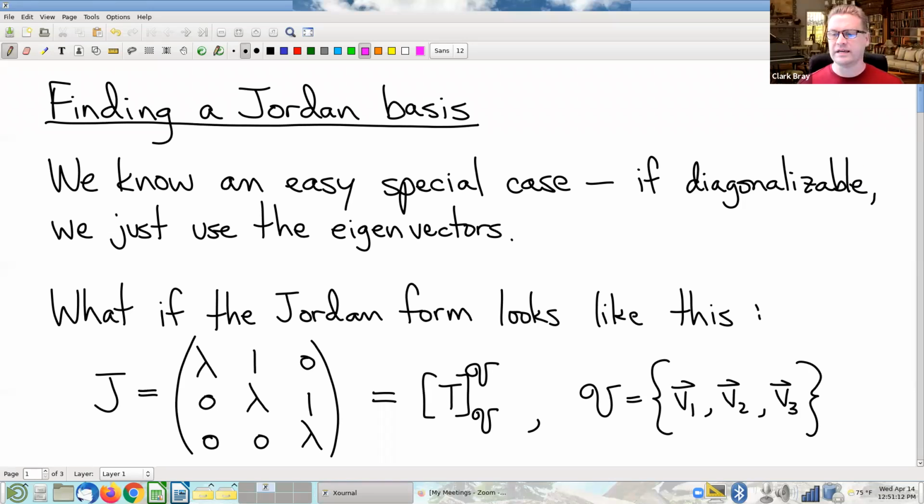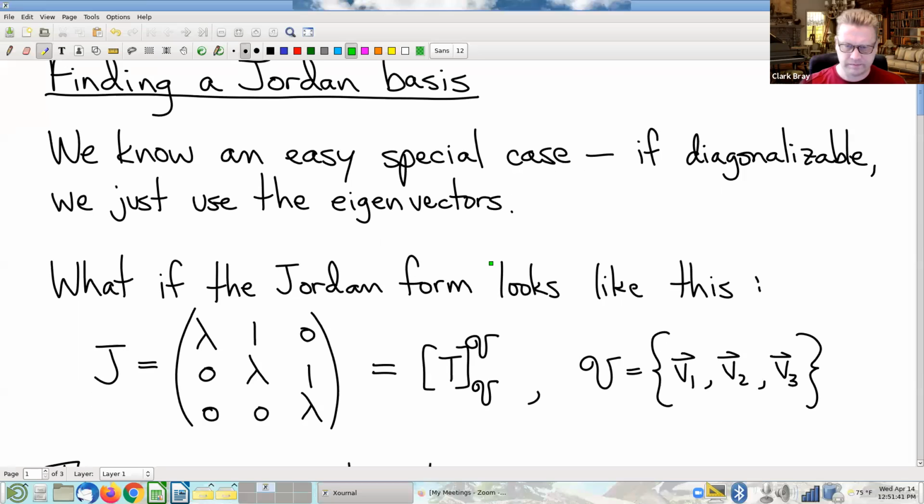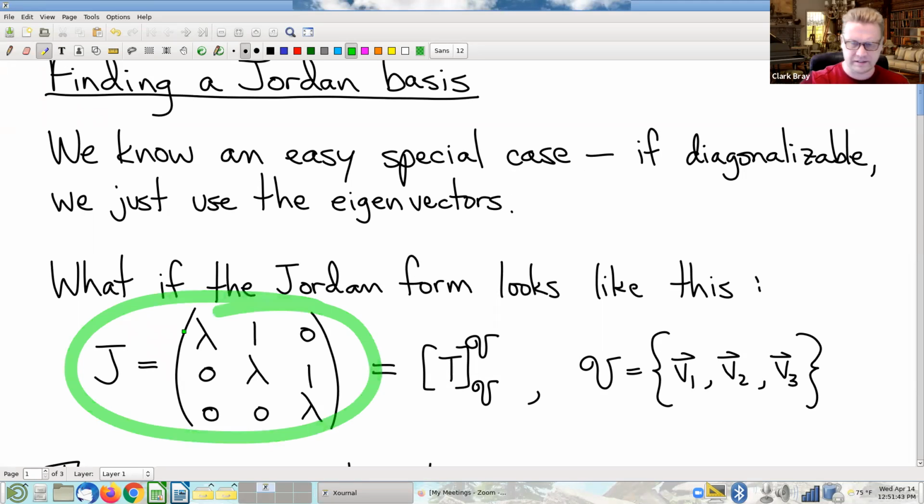The first special case is a kind of a freebie, and that is if you have a diagonalizable matrix. Well, if it's diagonalizable, the diagonal form itself is a Jordan form. And so the eigenvectors, your complete list of the n eigenvectors that you use to diagonalize, those eigenvectors are a Jordan basis. So nice, easy one to get started. Okay, harder one. What if your Jordan form looks like this?